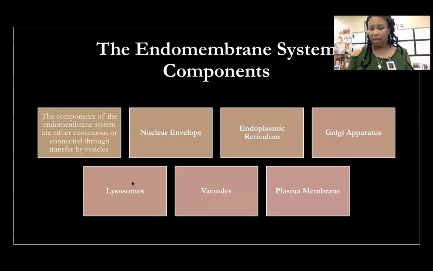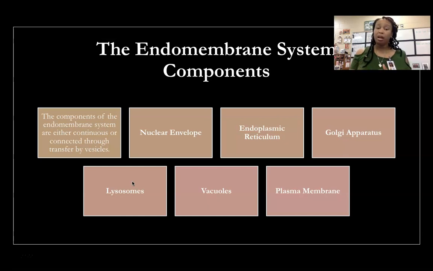The last part of this lesson is talking about the endomembrane system. Now, the endomembrane system is going to be a system of membranes. So you're going to have mostly phospholipids with maybe embedded proteins or carbohydrates. But that endomembrane system are the components that are actually going to be continuous with the nuclear membrane to the plasma membrane and connected through transfer vesicles.